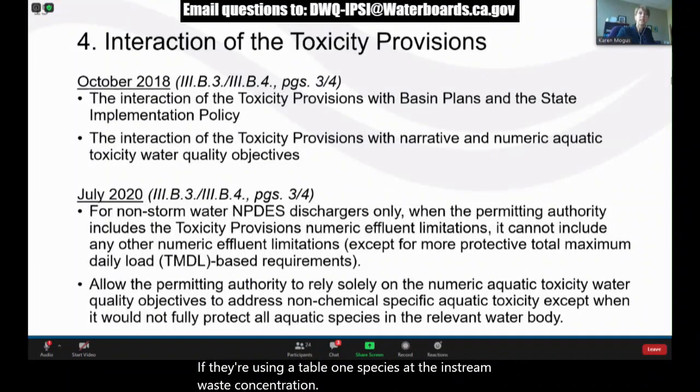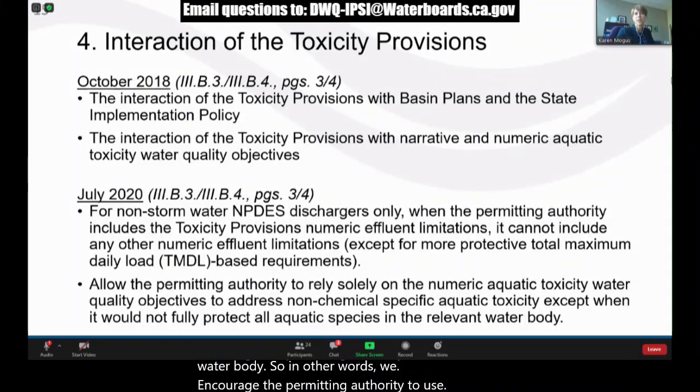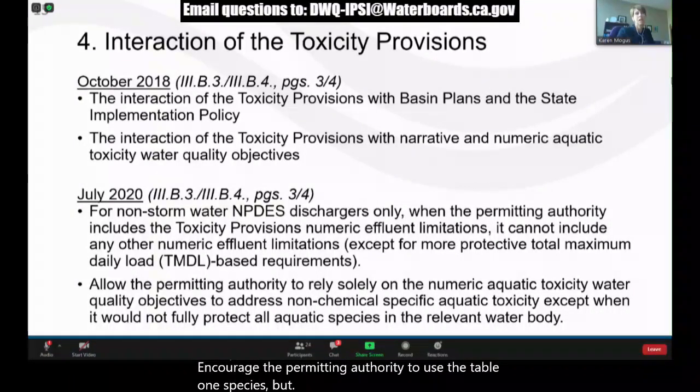We also clarified that the permitting authority can rely solely on the numeric aquatic toxicity water quality objectives to address non-chemical specific aquatic toxicity, except when it would not fully protect all aquatic species in the relevant water body. So in other words, we encourage the permitting authority to use the Table 1 species, but those are not the only species that can be used to address non-chemical specific aquatic toxicity.